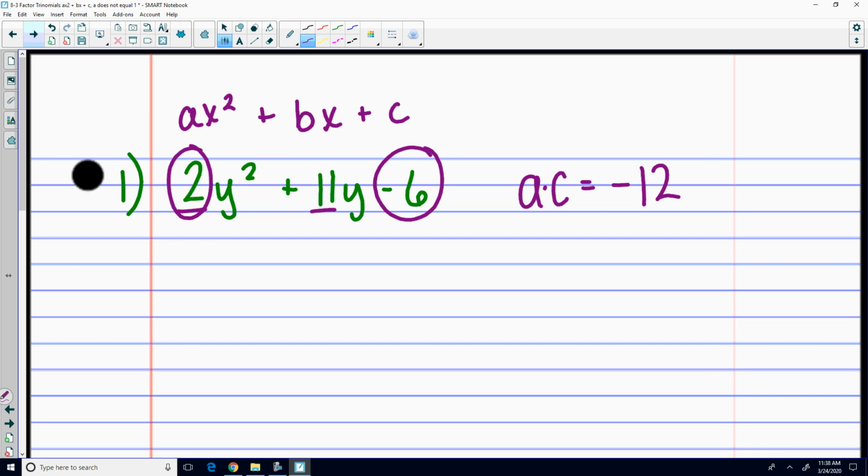So I'm going to do this all the same way. I'm going to write the factors of 12, forgetting the negative for a moment. 1 and 12, 2 and 6, 3 and 4.